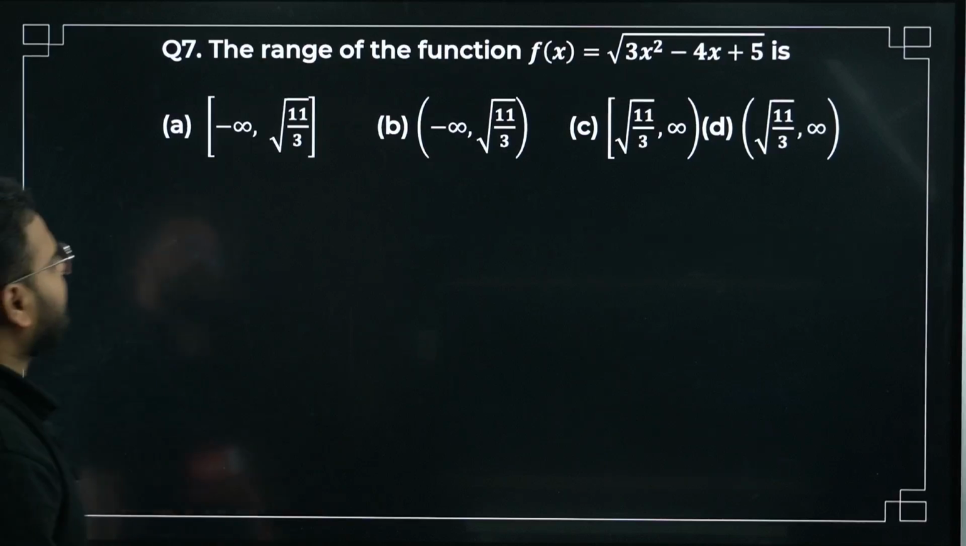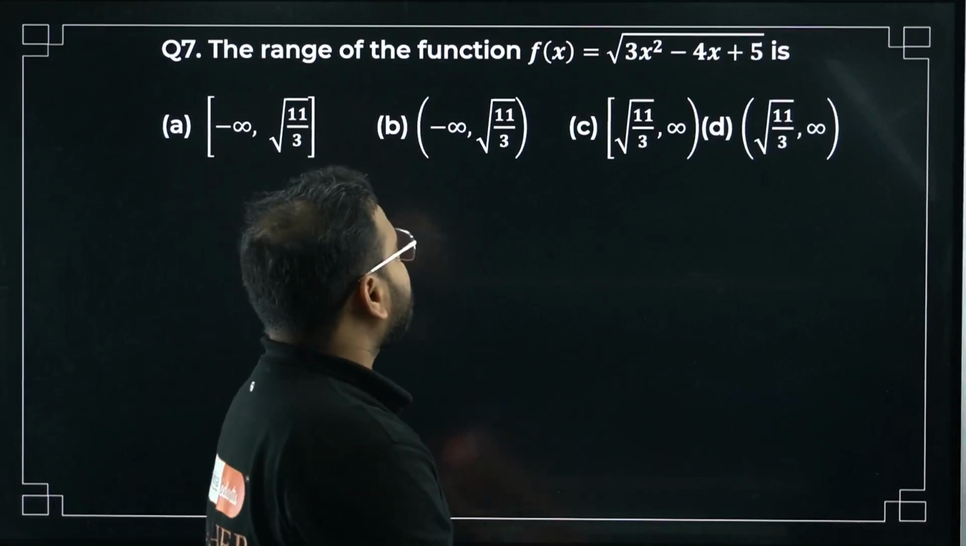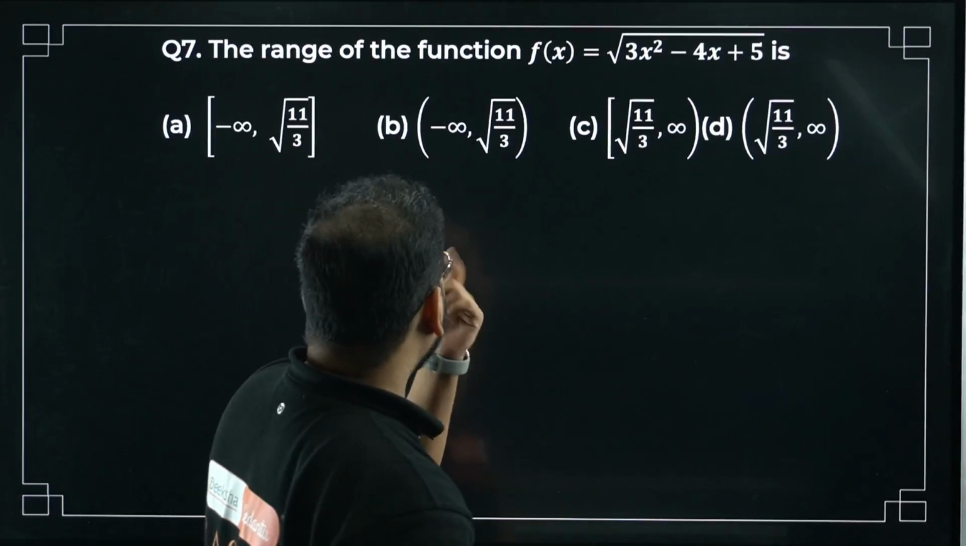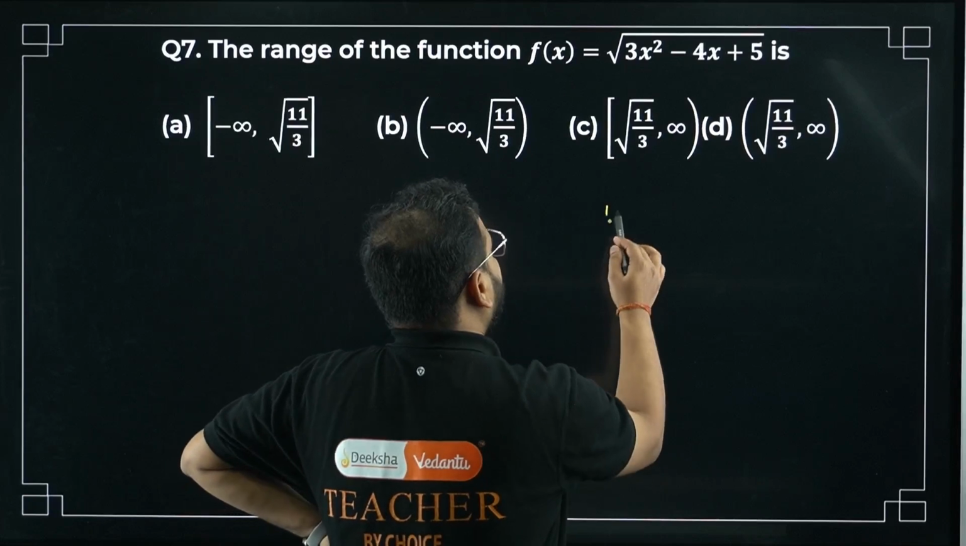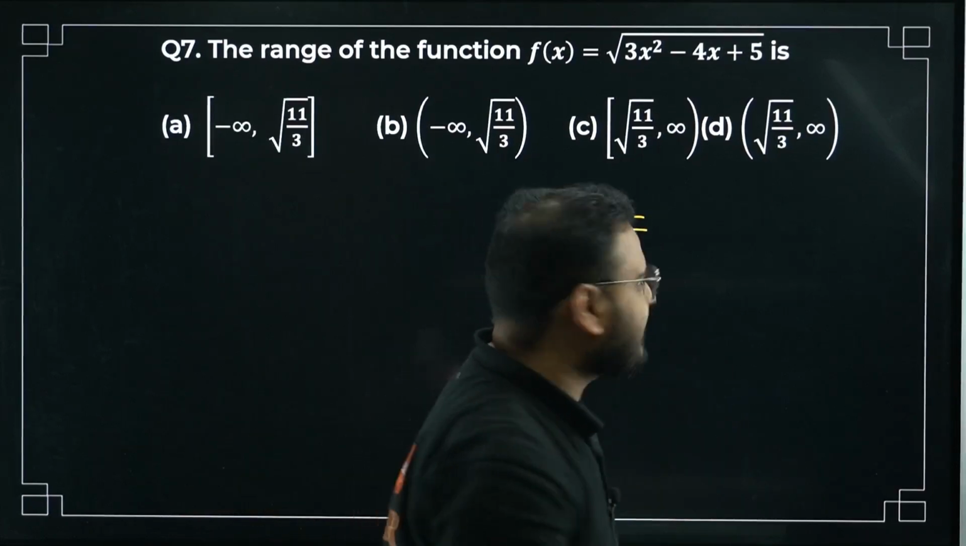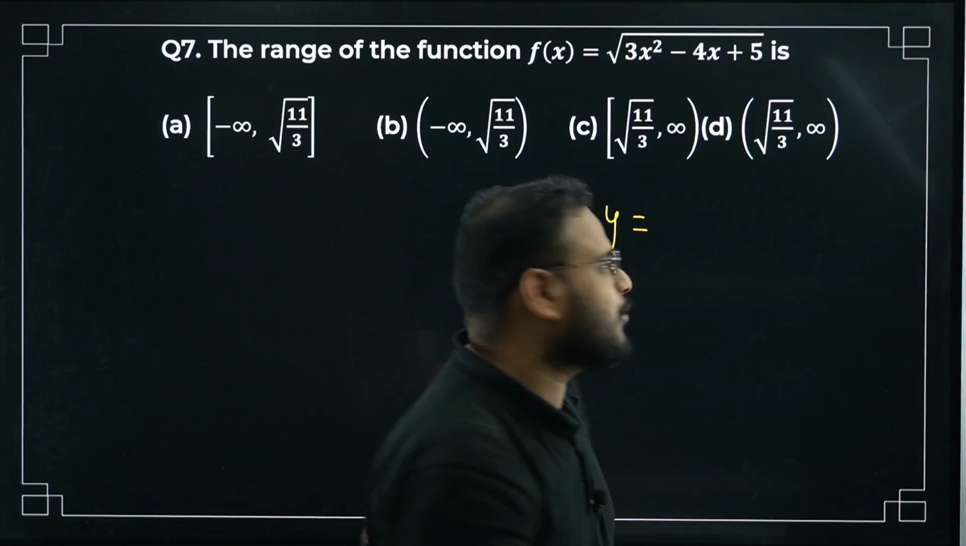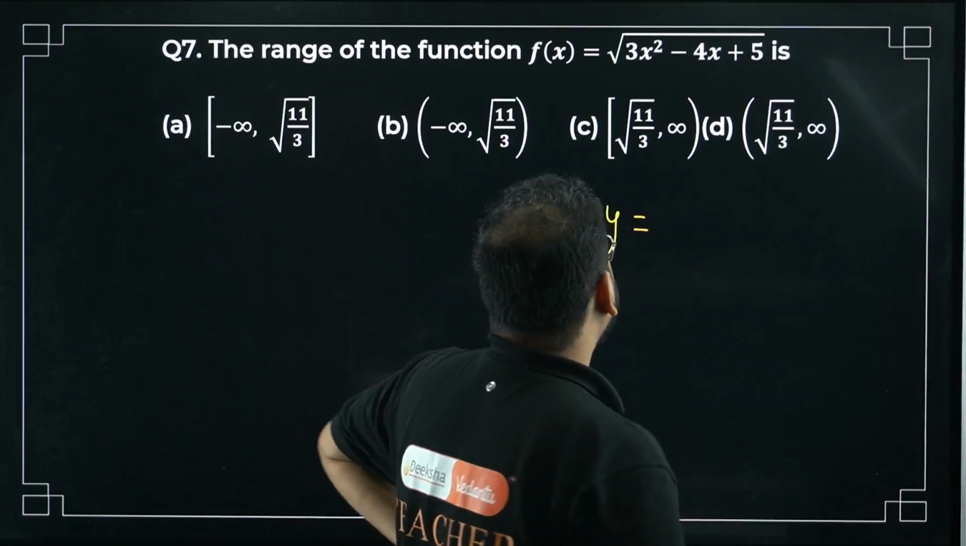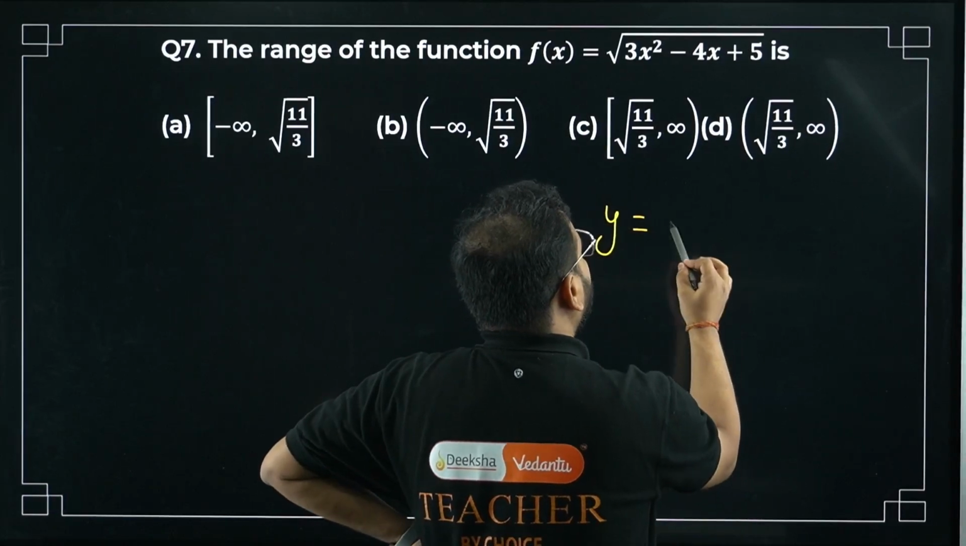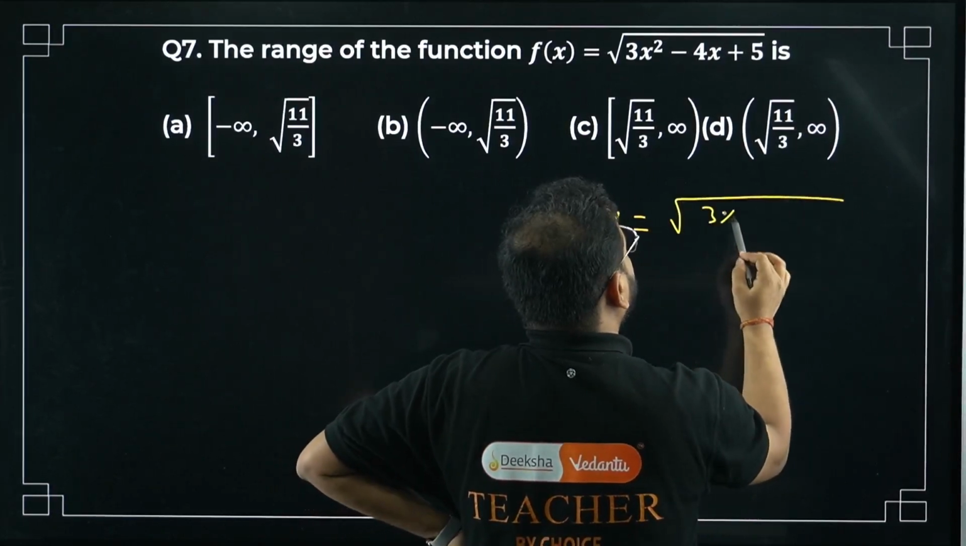Moving on to question number 7. The range of the function f(x) equals 3x square minus 4x plus 5. Range, right? Okay. So range means, bachcha, we have to apply this method only. Simple. We have learned this kind of concept in PU1 as well. Okay. So let's see, how do we solve it? How can we solve it, sir?